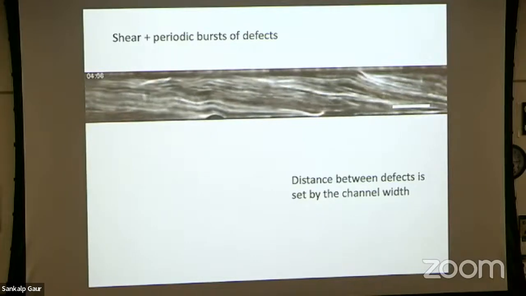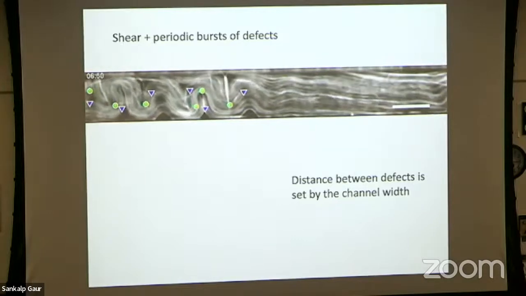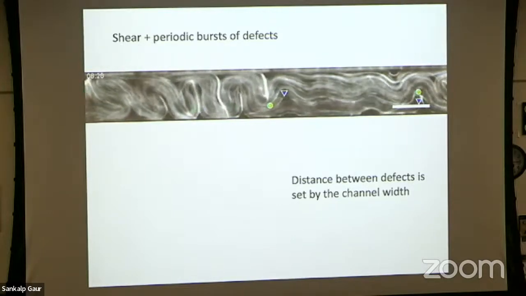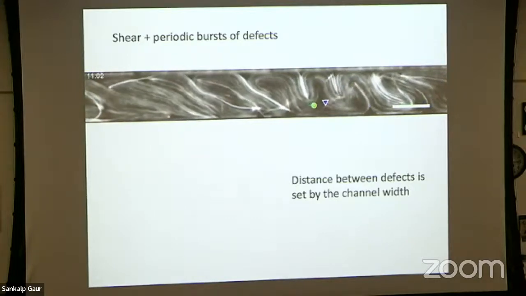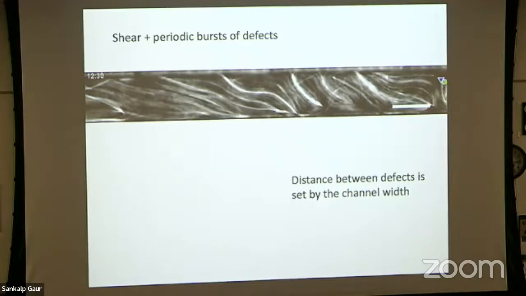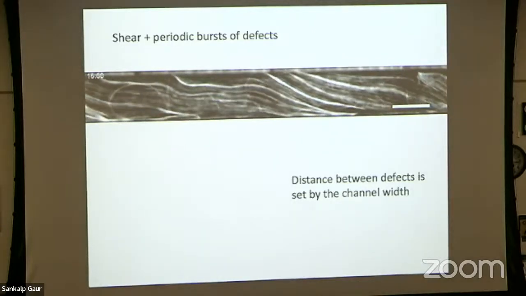But then what happens is you get these periodic bursts of defects. Those are pairs of defects being created. Then the thing goes back to shear flow, and then you get the defects being created and so on. And you get an almost periodic creation of the defects.